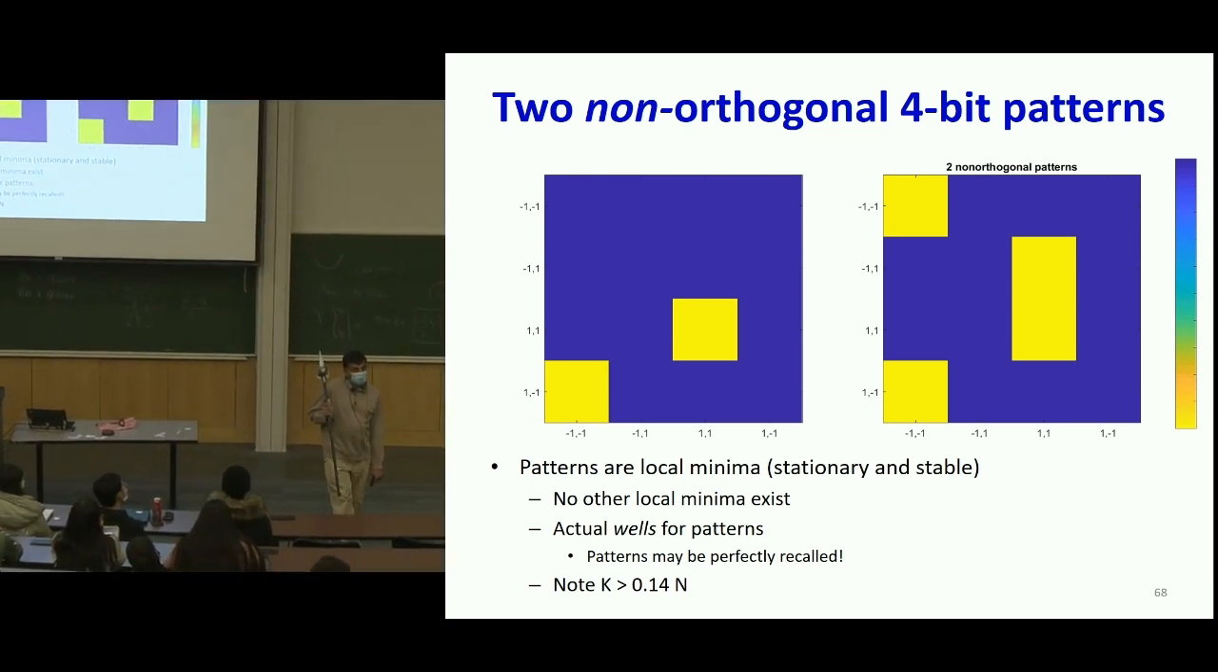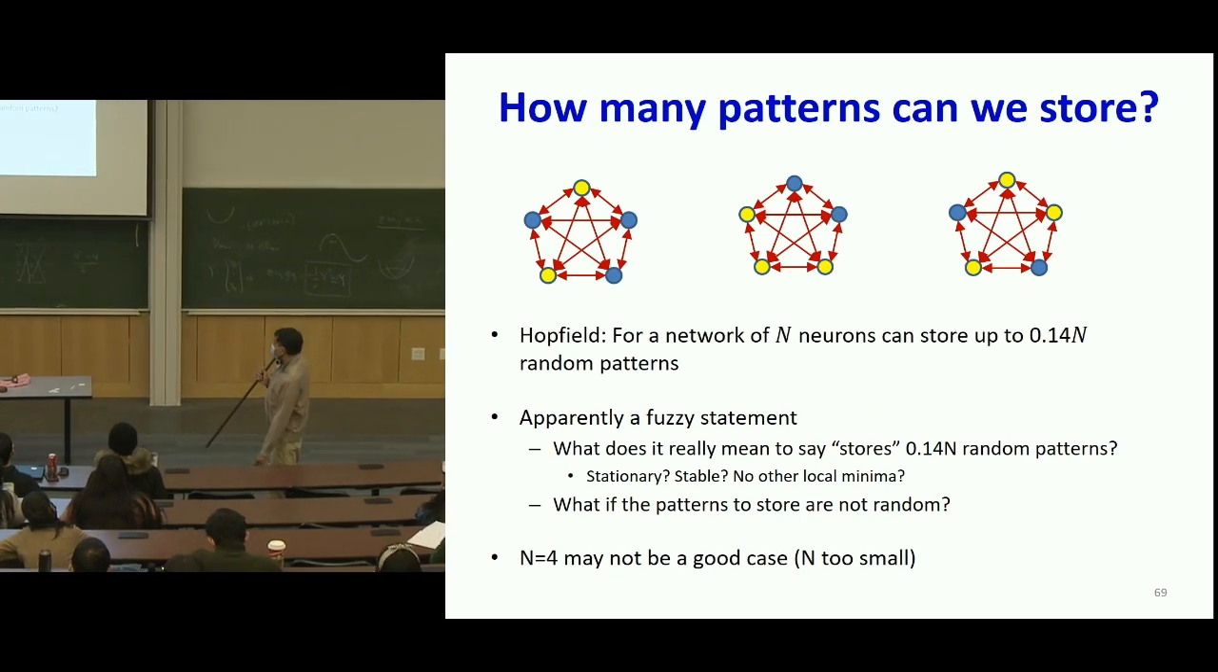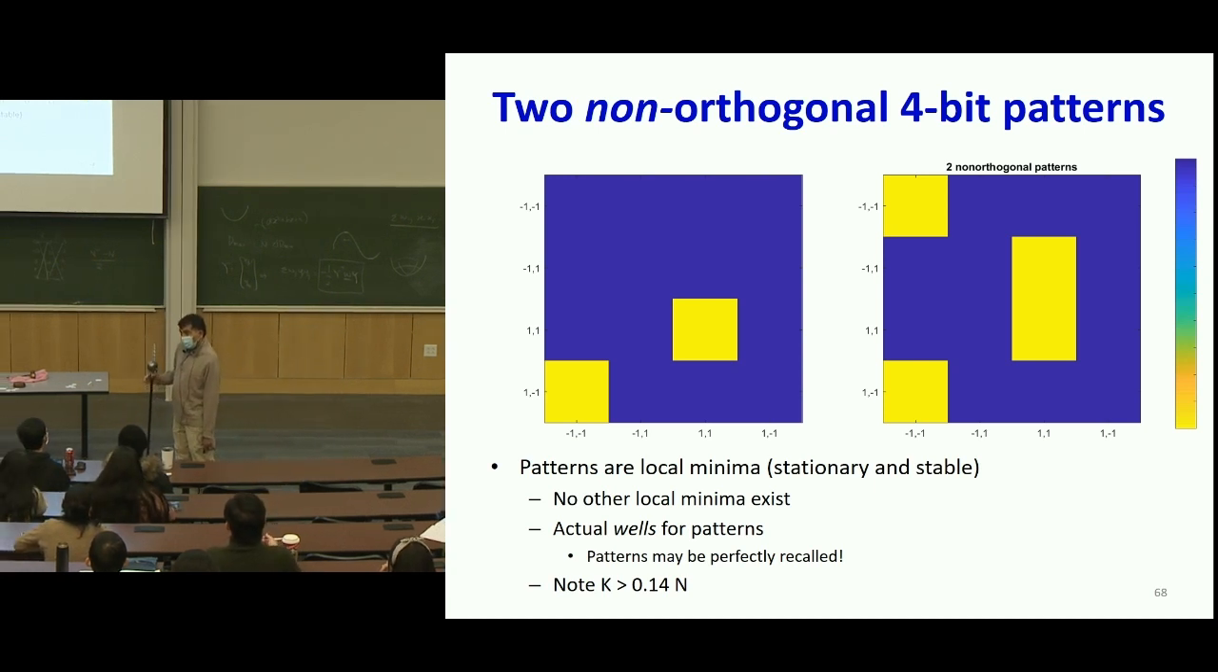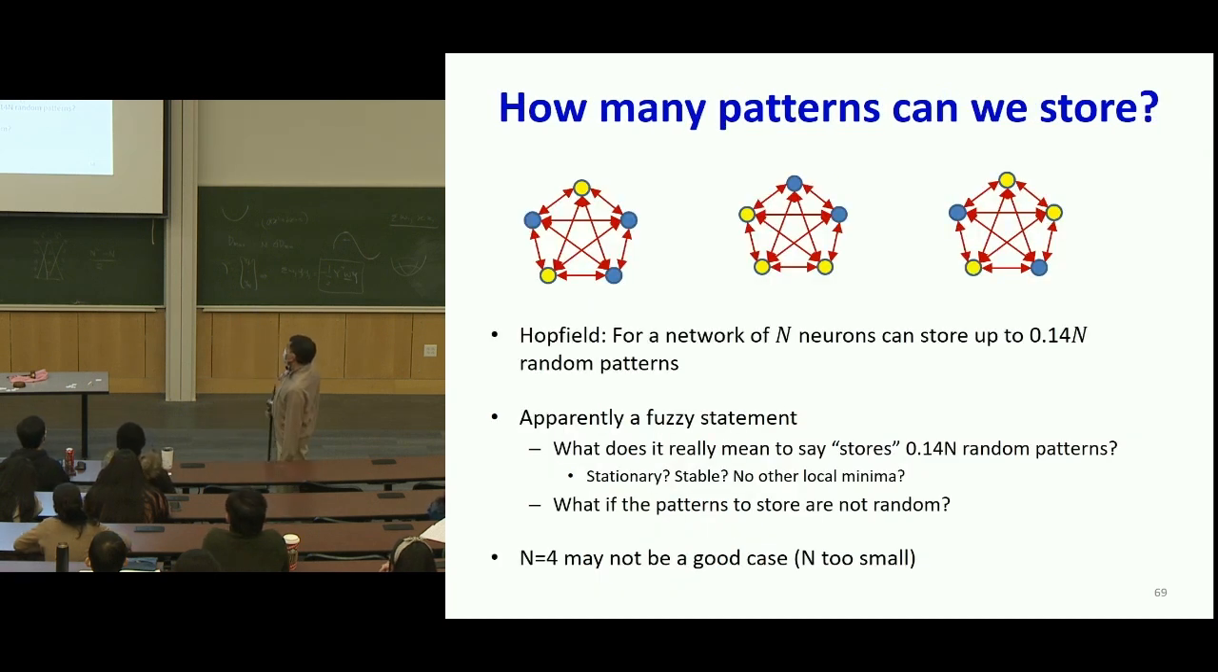But here, of course, regardless of where you start, it's going to evolve into one of the two patterns. But the thing is, this is a 4-bit network, and clearly I'm able to store two patterns perfectly well, right? That's much more than 0.14 times 4. I can show you I can even store three patterns, right? So what does it mean by saying a network of n neurons can store 0.14 n random patterns? That's a fuzzy statement, and it's unclear that this is even true.